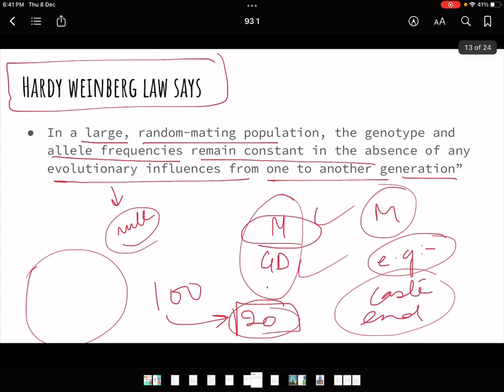Now, what are the evolutionary influences? What is the formula? How are we going to calculate it? This we are going to do tomorrow, because if you try to understand it today, I feel that a lot of things will not be clear in your head. So please understand this part, go back and revise it. Tomorrow we are going to learn about the assumptions that Hardy-Weinberg took and the mathematical formula, and we are going to solve it also.